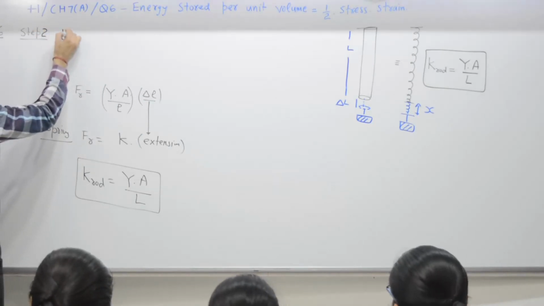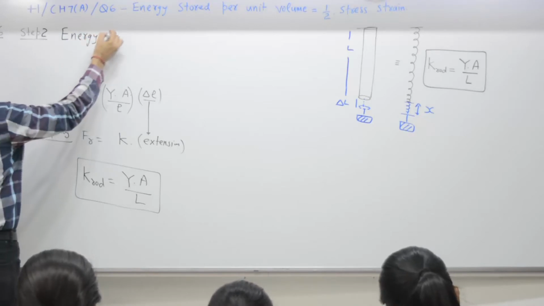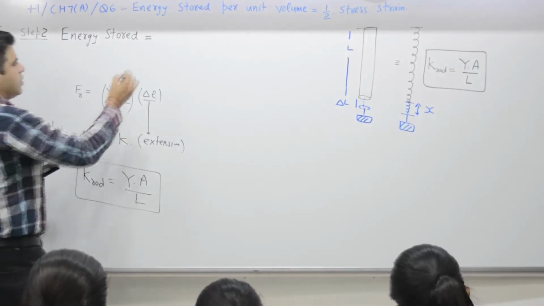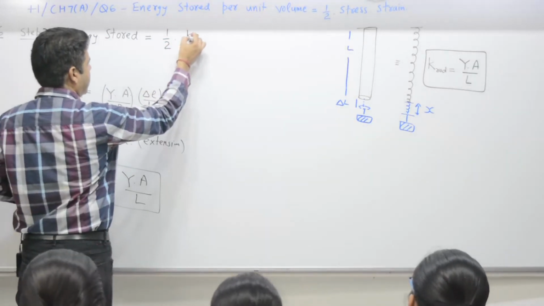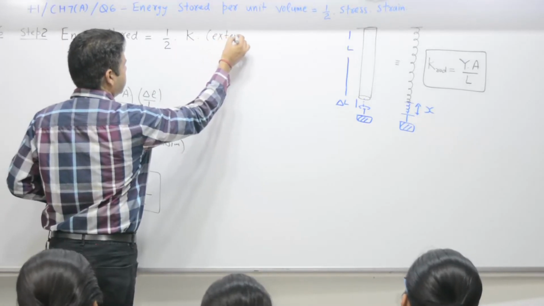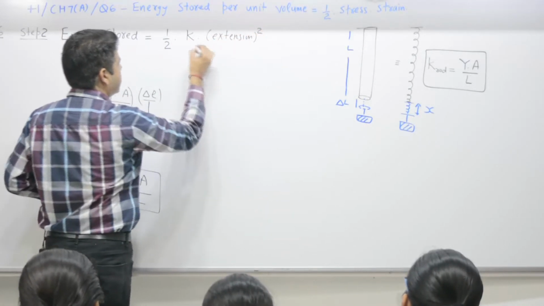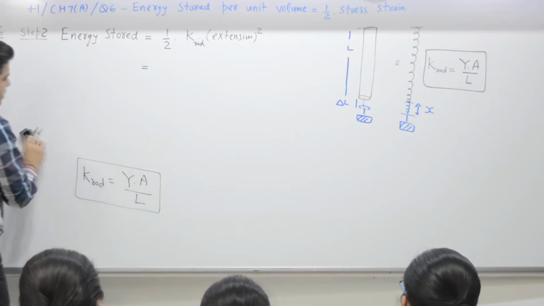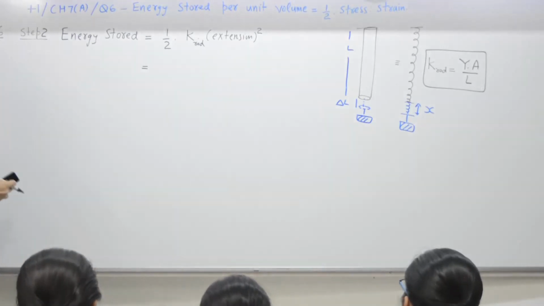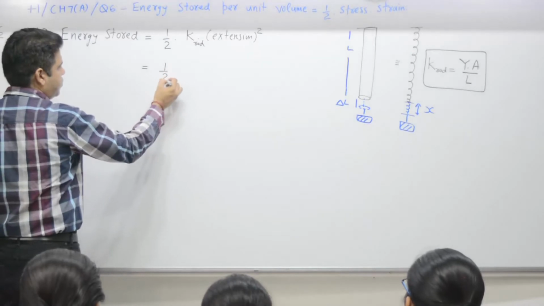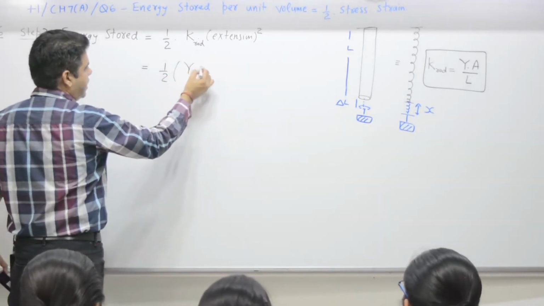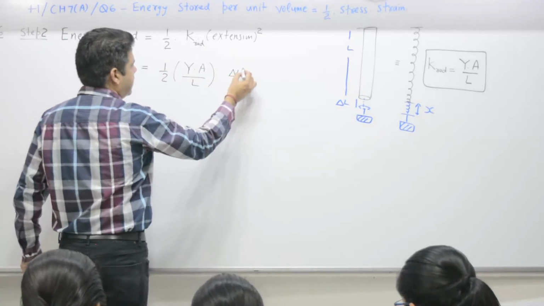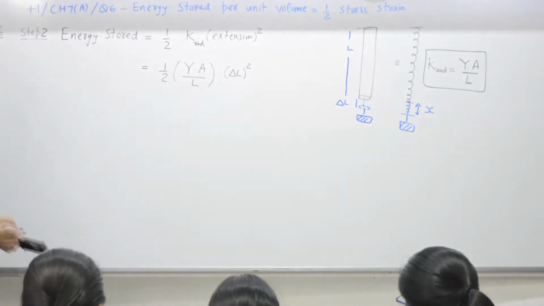Step number 2, energy stored. Energy stored in a spring was equal to what? 1 by 2 K x squared, where x is the extension. In this case, K is K of rod. This was the formula used. K of rod is equal to what? Yes, 1 by 2 Y A by L, extension in the rod, delta L square. Completed.